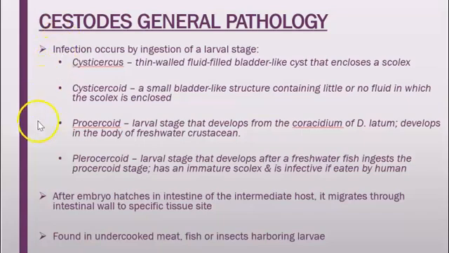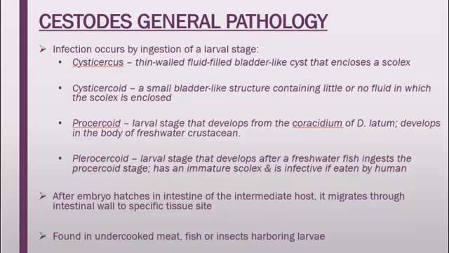This first little section are all larval stages of infection. So infection occurs by ingestion of larval stages. First, there's the cysticercus. It's a thin-walled, fluid-filled bladder-like cyst that encloses a scolex. Then there's the cysticercoid. This is a small bladder-like structure containing little or no fluid in which the scolex is enclosed. Then there's the procercoid. This is the larval stage that develops from the coracidium, which is very much like the oncosphere or the embryo of D. latum. It develops in the body of a freshwater crustacean.